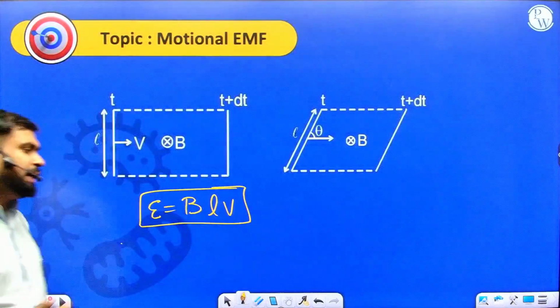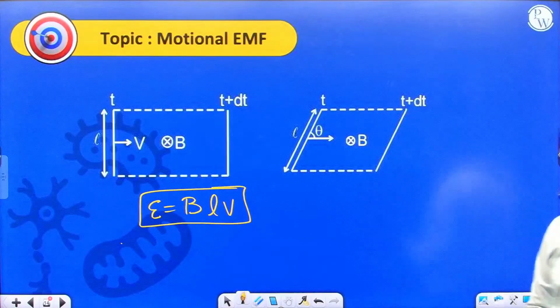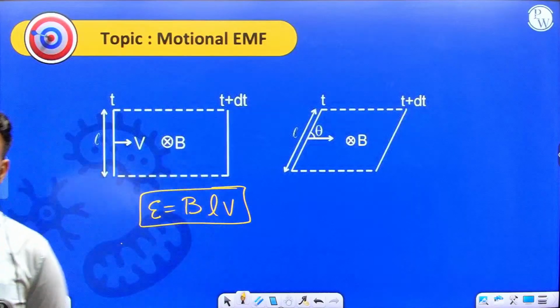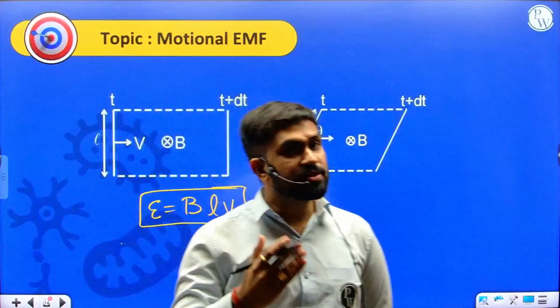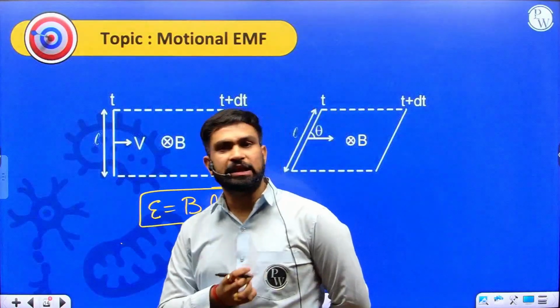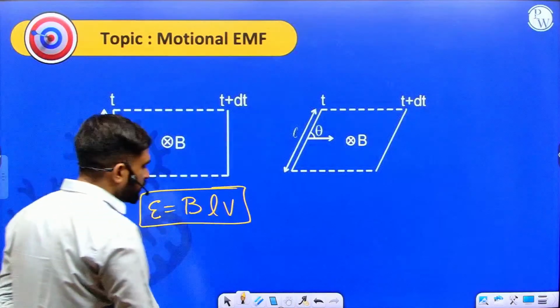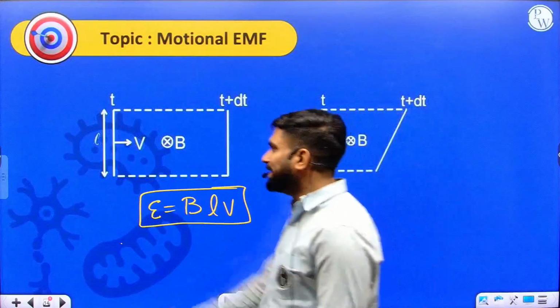Now, how do we get this BLV? Basically, if you remember, in a magnetic field, a charge is moving in the external magnetic field. Does it experience a force QV cross B? In yesterday's class we discussed, yes, it experiences a force QV cross B. Now let's suppose that we have a rod here.